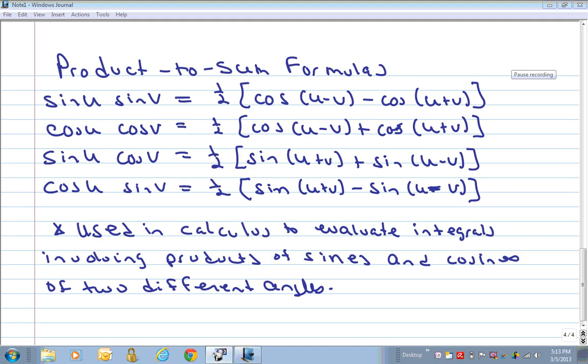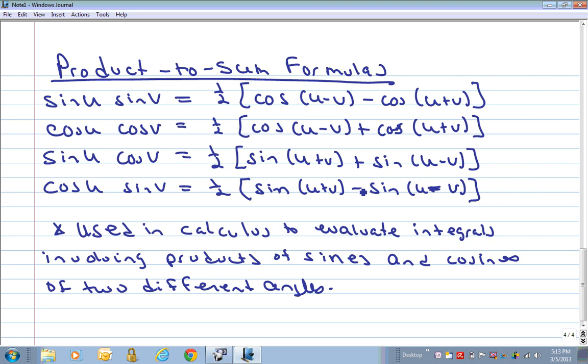You're going to want to pause this page because I'm not going to take the time to go through every formula. These are our product to sum formulas, and there are 4 of them listed here. We're going from a product, meaning multiplication, to a sum, addition or subtraction. Sine u times sine v ends up as a subtraction, cosine u times cosine v ends up with addition, sine u cosine v addition, and cosine u sine v subtraction.